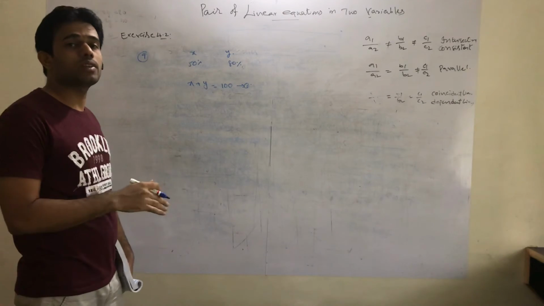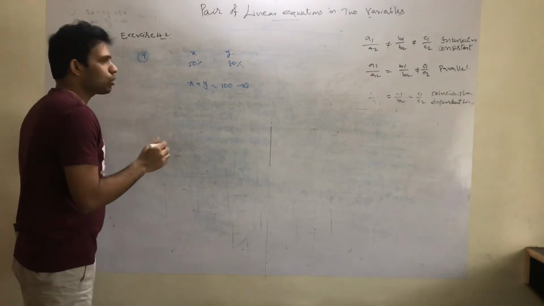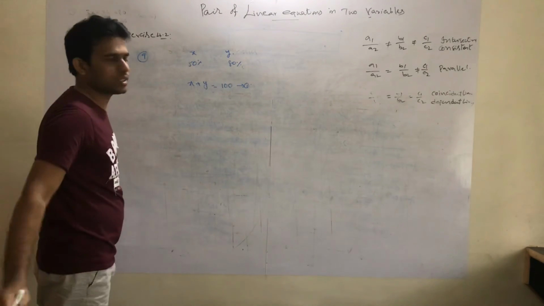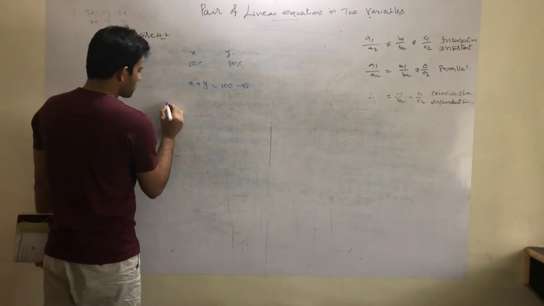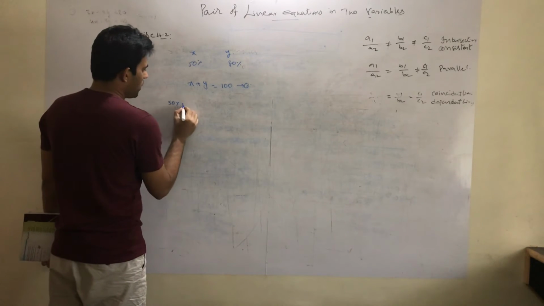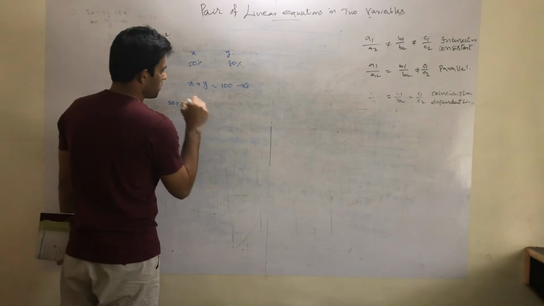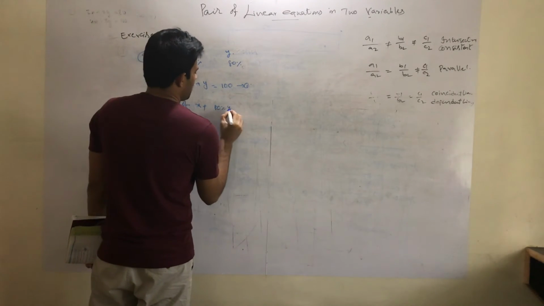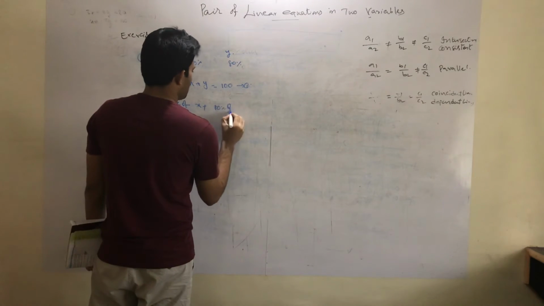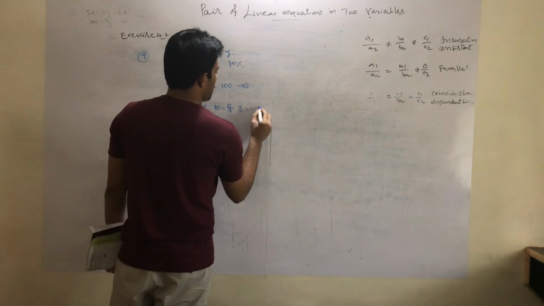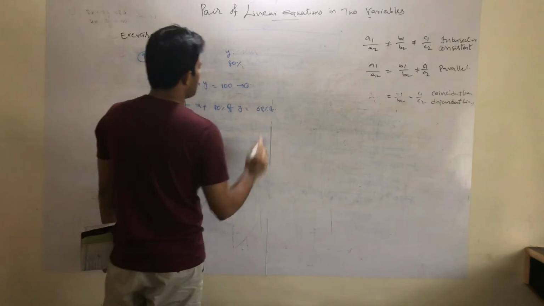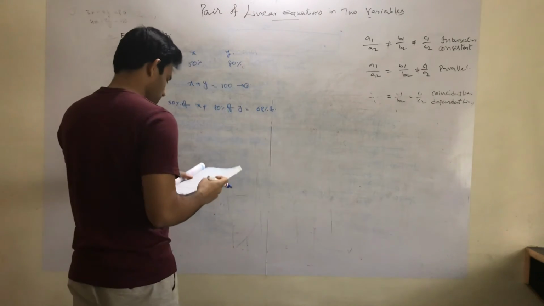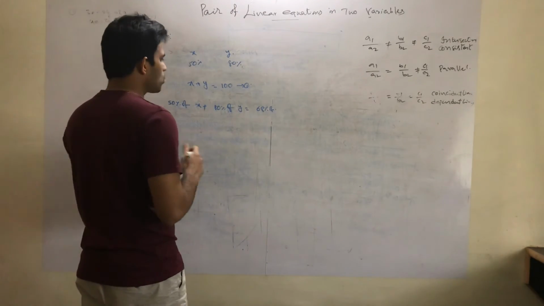Now the other equation is very important. We need to get a 68% solution from this 50% concentration and 80% concentration. So we are mixing 50% of x plus 80% of y to get 68% of the solution.